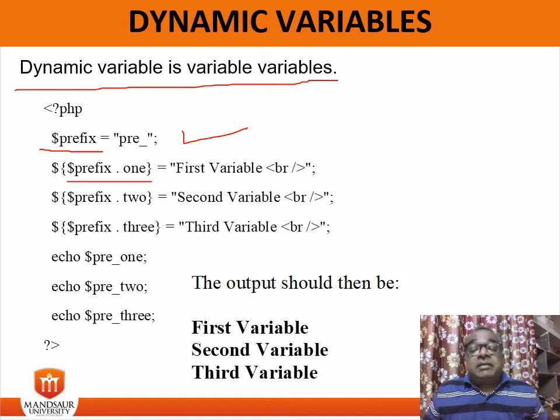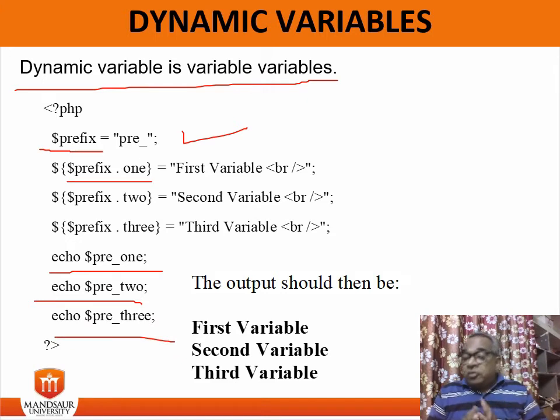So this is the first variable. In the same way, prefix concatenated with 2, prefix concatenated with 3, and the values assigned are different. Now if we echo pre 1, echo pre 2, or echo pre 3, the output is first variable, second variable, third variable. Because the prefix has the value pre, which is concatenated with 1, dollar pre underscore 1 gives the name of this variable. That's why it's called a variable variable.